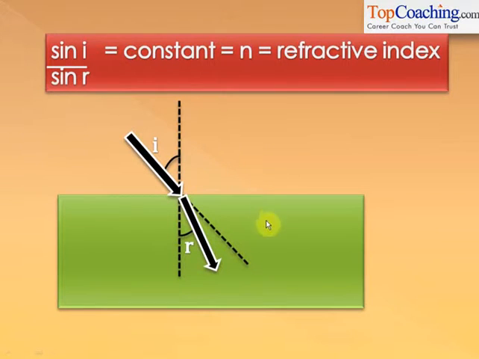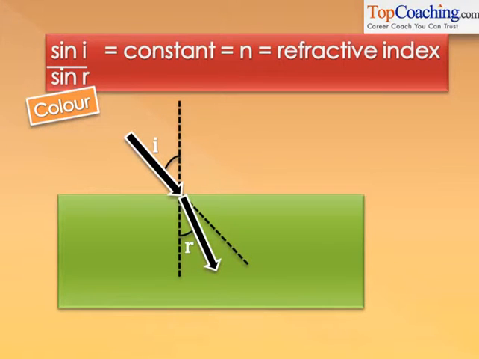In fact, sin I by sin R is constant for a given pair of media. So for this brown medium and for this green medium, sin I by sin R is constant. If you have light refracting from air to glass, then for air and glass, the given pair of media, sin I by sin R will be constant. Similarly, for air and water, sin I by sin R will be constant. For water and glass, sin I by sin R will be constant.